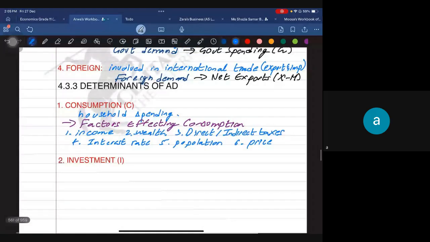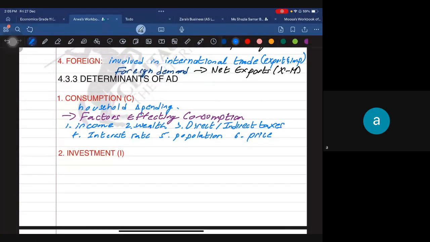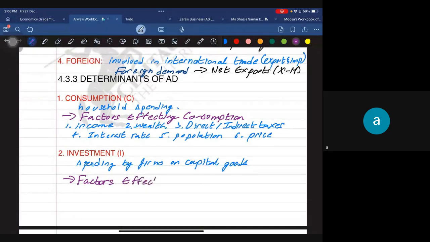Now the investment. Investment is the spending by firms on the raw capital material goods. Now, what are the factors affecting investment?